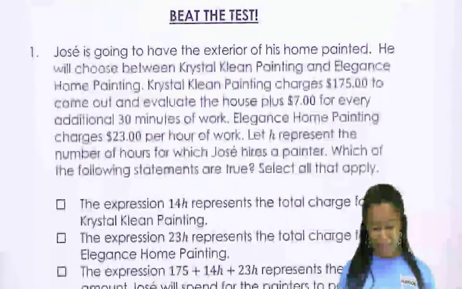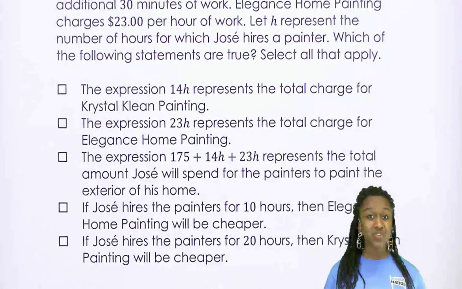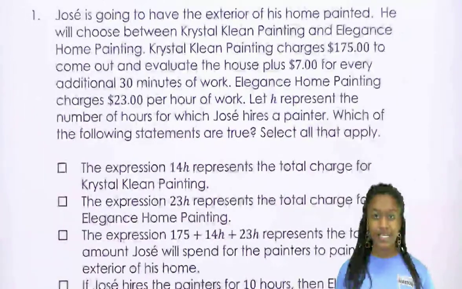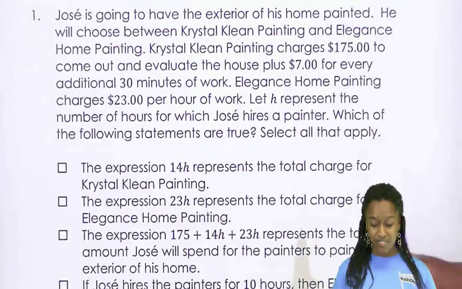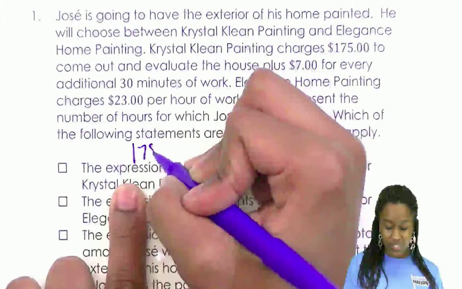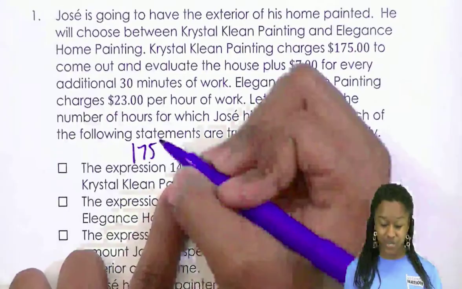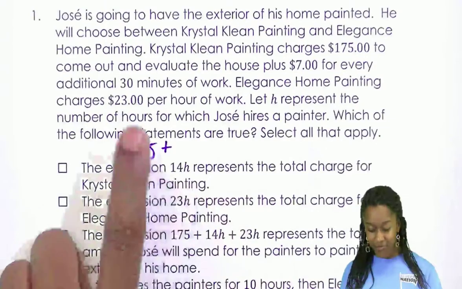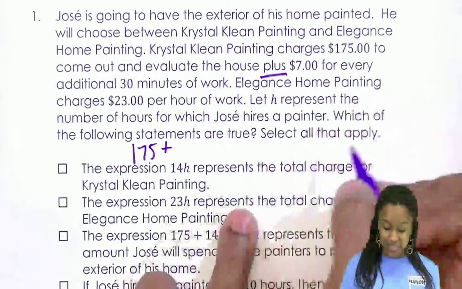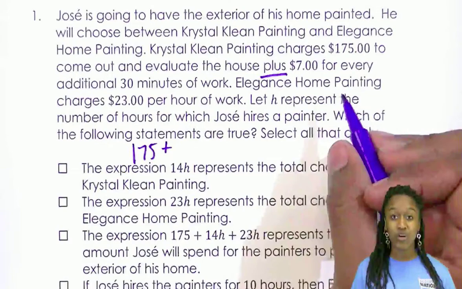Select all that apply. Our first statement says the expression 14H represents the total charge for Crystal Clean Painting. Well, let's see. Let's go ahead and write out the expression for Crystal Clean Painting. So they charge $175 to initially come out. So far, we're not looking too good, right? And then plus the $7 for every additional 30 minutes of work, right?